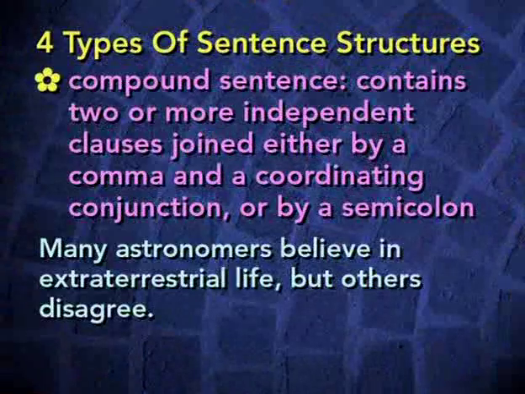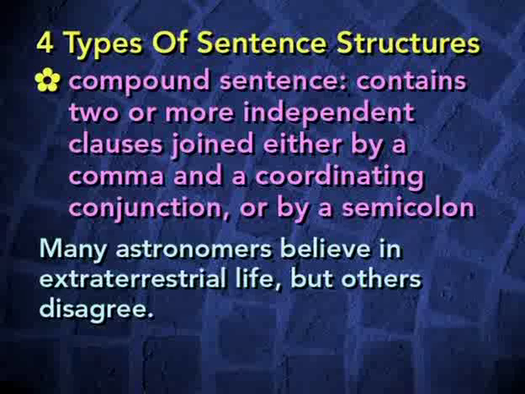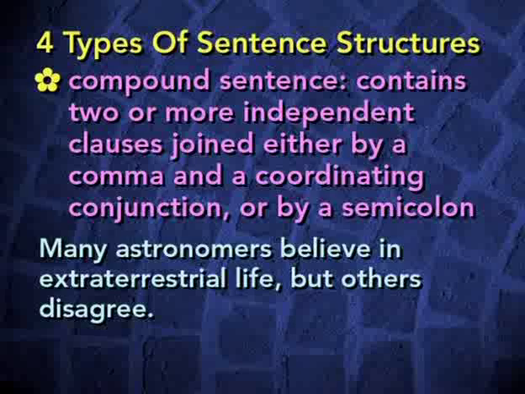Another way of connecting two independent clauses to make a compound sentence is by using a semicolon in between them. Let's take a look at an example of a compound sentence. Many astronomers believe in extraterrestrial life, but others disagree. Here we have two independent clauses which have been joined together to form a single compound sentence.